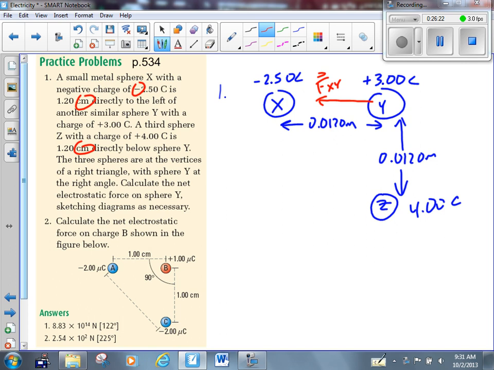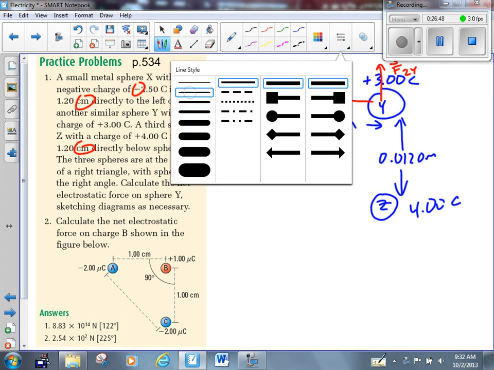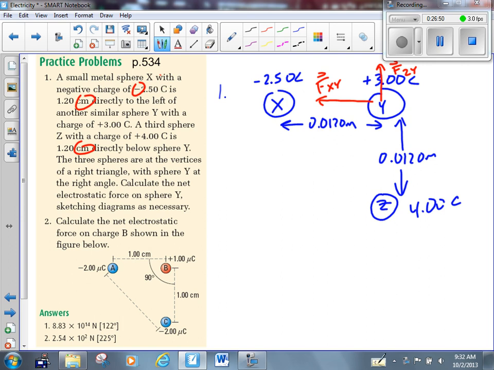Now, Fzy, the force of Z acting on Y, it's going to be upwards because Z pushes Y away. It's a repulsive force. Z is going to be pushed away downwards, but we don't really care what happens to Z because the question is what happens to Y. So we've got our free body diagram drawn with our two forces. Now we have to calculate each of those forces.